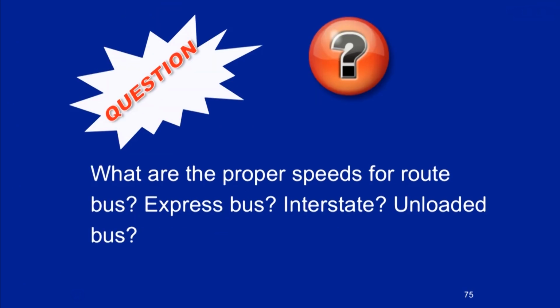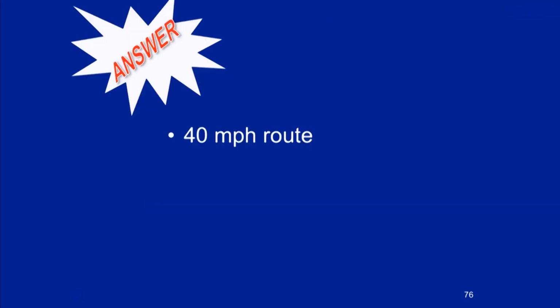What are the proper speeds for the route bus, express bus, interstate, and an empty bus? When you're on the route bus transporting students on a regular route, again, this is where by law you would have to be activating your loading lights when you're either loading or unloading. You may travel the posted speed limit not to exceed 40. When you're on an express run, a field trip if you will, you're not activating the loading lights, then you can go the posted speed limit not to exceed 55.